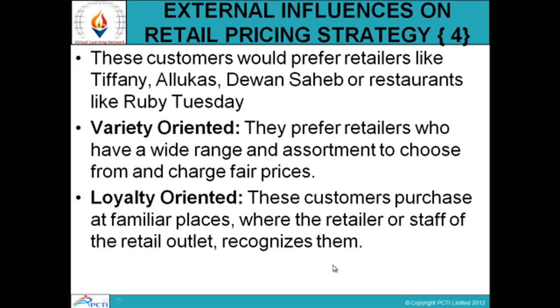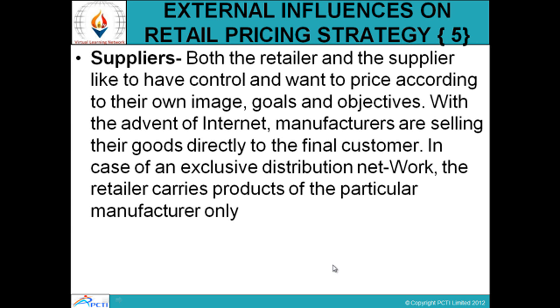Loyalty oriented. These customers purchase at familiar prices where the retailer or staff of the retail outlet recognizes them. So that has a loyalty factor. Suppliers. Both the retailer and the supplier like to have control and want the price according to their own image, goals and objectives. With the advent of the internet, manufacturers are selling their goods directly to the final customer. In case of an exclusive distribution network, the retailer carries products of the particular manufacturer only. So when a customer wants the product or brand of a particular manufacturer, then the retailer carries products of that particular manufacturer only.